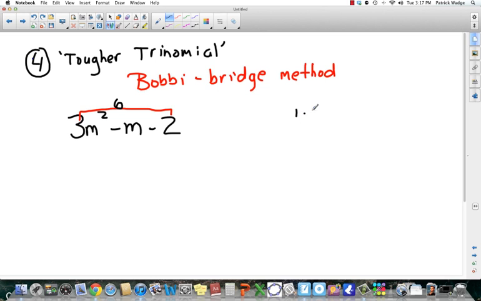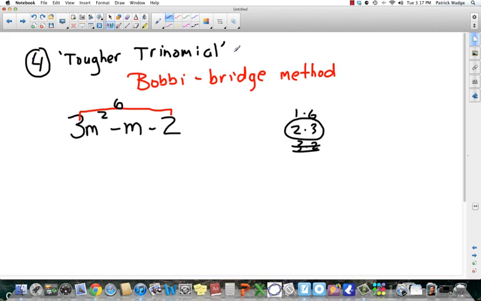Could it be 1 and 6, 2 and 3, 3 and 2? Oh wait, that's the same thing. So we've already gotten them all. There's only 2 sets. And they have to add or subtract to the middle number. What number is here? It's a 1, right? If you don't see it, there's a 1. So which of these numbers add or subtract to 1? There they are right there.